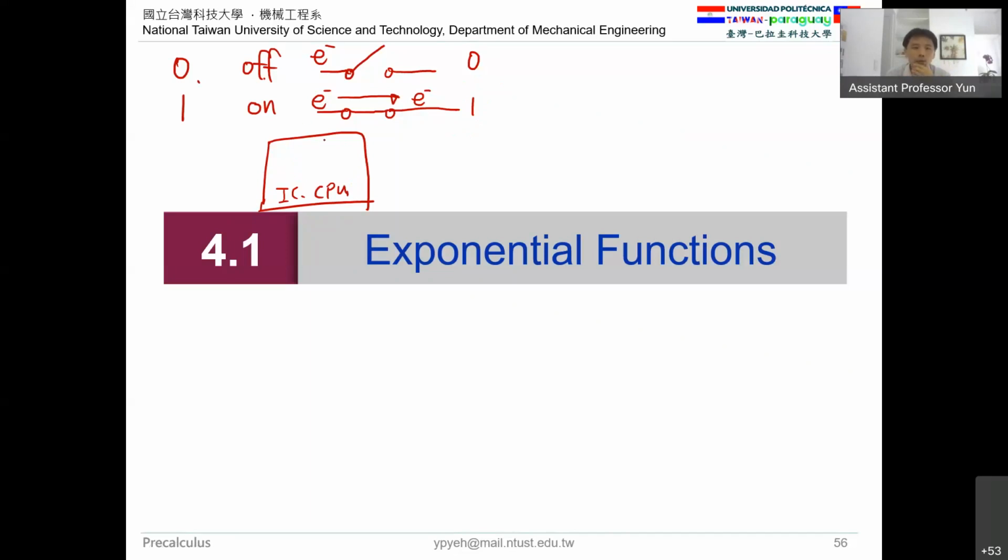But in computers, they are trying to use this on and off to control things, right? In such small devices, the computer processing unit here, they can also control many of these on and off switches, since we know electron transport is very fast.